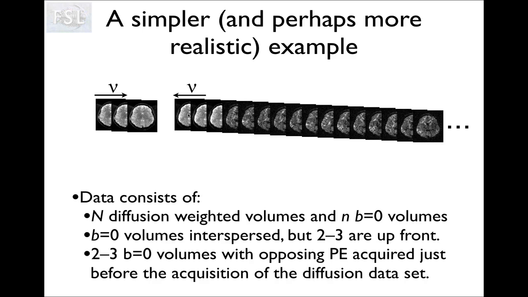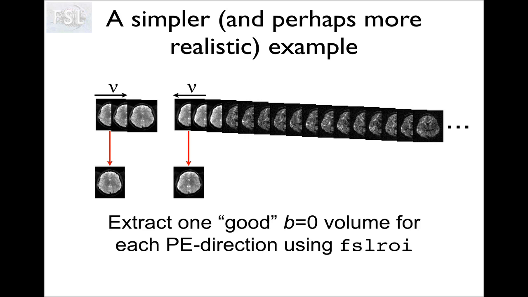And what I mean by broken is where you have the subject moving suddenly during the acquisition of that volume. Because if that has happened, you will see a sort of telltale zigzag pattern if you look at a coronal slice or a sagittal slice of that image, and it tells you you can't use it for estimating the susceptibility field. So acquire 2 or 3 in each direction, inspect them to see if they're good, and when you've done that, you pick 1 good B0 volume for each phase encode direction using fslroi.